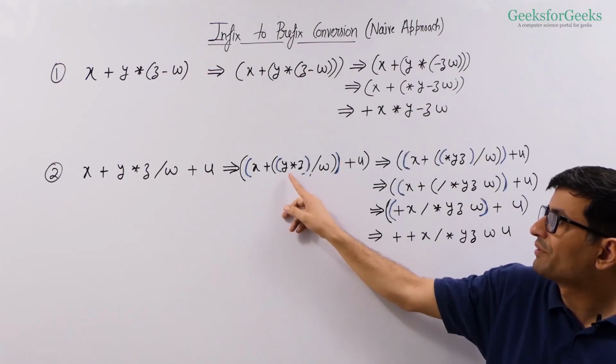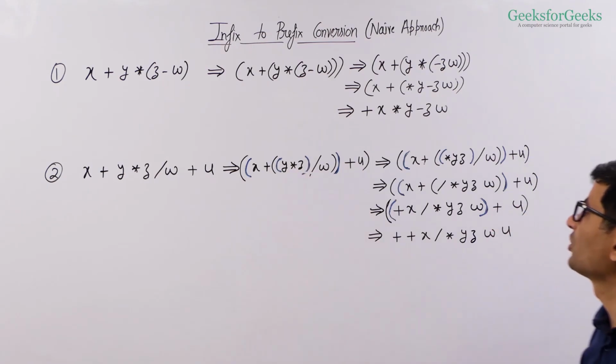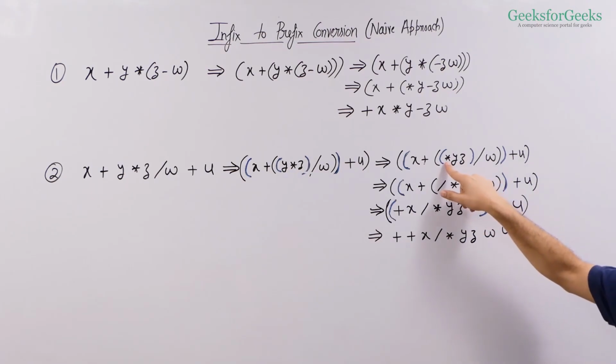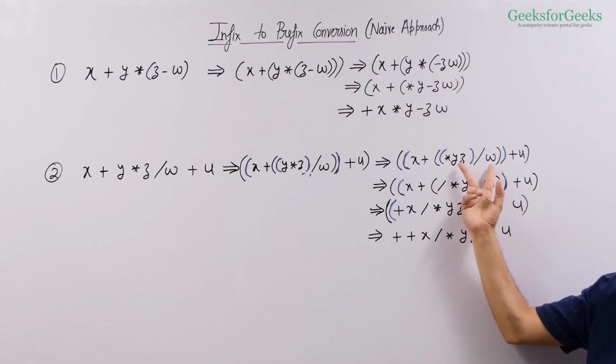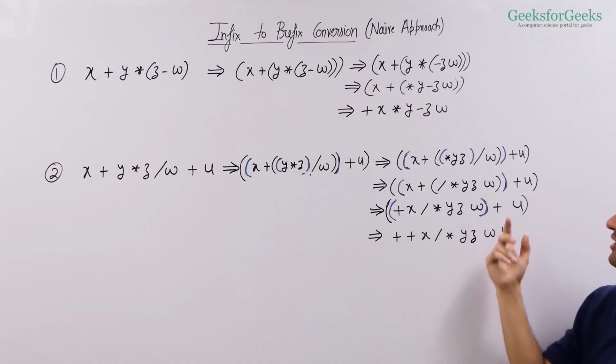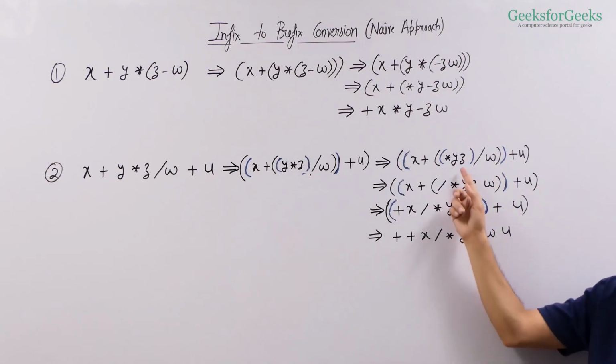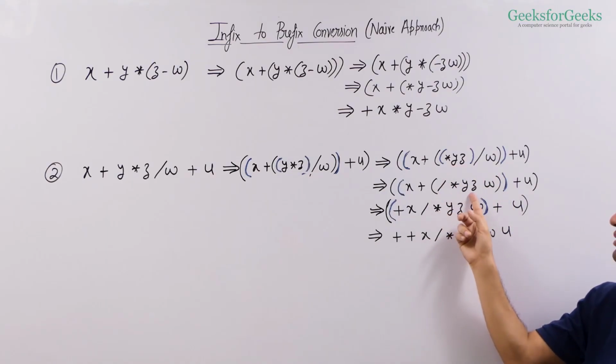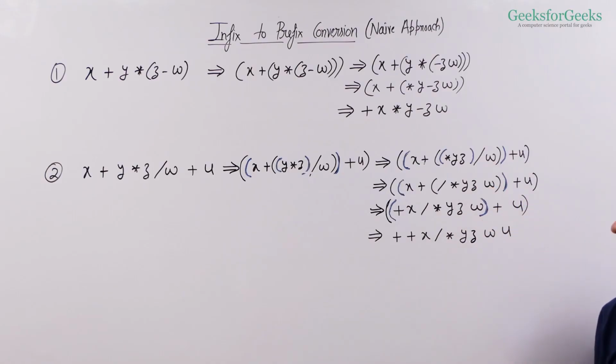To convert this into prefix, we'll begin from the innermost parenthesis, which is y into z. So we'll get multiply sign first, and then y, then z. Now we'll go to the outer parenthesis, which is this one. So the operator is division. So we'll put the division operator. Then we'll put the first operand, which is multiply yz, then the second operand, which is w.